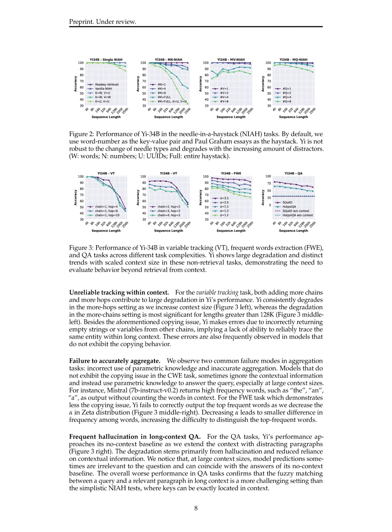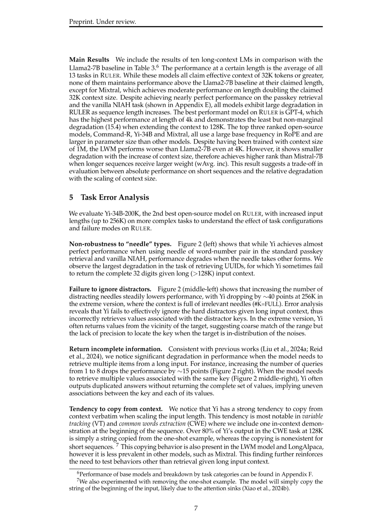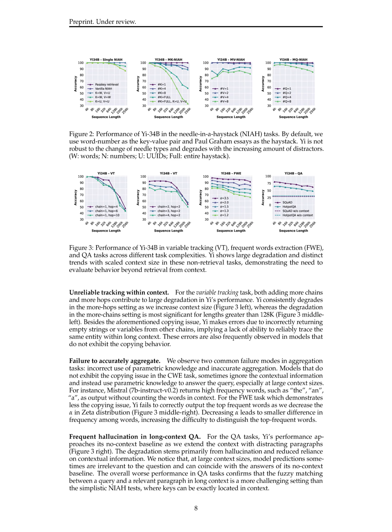Furthermore, Yi-34B-200K displayed a tendency to copy verbatim from the context as the input length scaled up, particularly noticeable in tasks like variable tracking and common words extraction. This behavior was less prevalent in other models, like Mixtral. Lastly, Yi-34B-200K showed unreliable tracking within the context, struggling with tasks that required tracing the same entity across long sequences, especially when adding more chains or hops. These errors were also observed in models that did not exhibit the copying behavior, indicating a general difficulty in reliably tracing entities within long contexts.